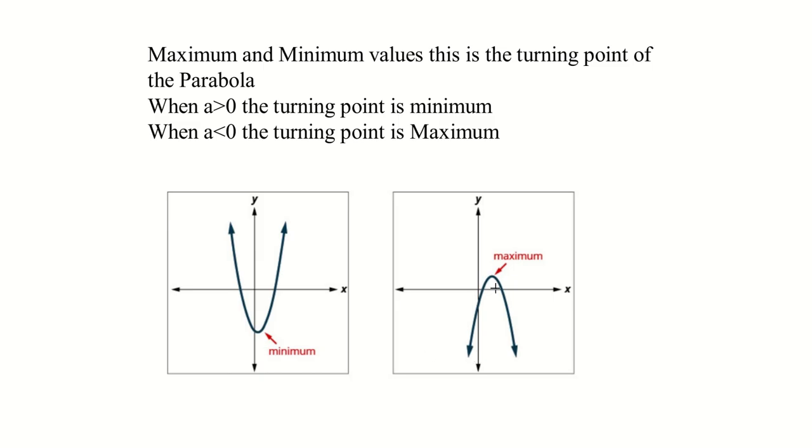If it is a frowning face, the turning point is the maximum value. And we would know that your turning point is either a maximum or a minimum. It just depends on whether the coefficient of x squared, in this case a, is positive or negative. If it is positive, we have minimum values, and if it is negative, we have maximum values.